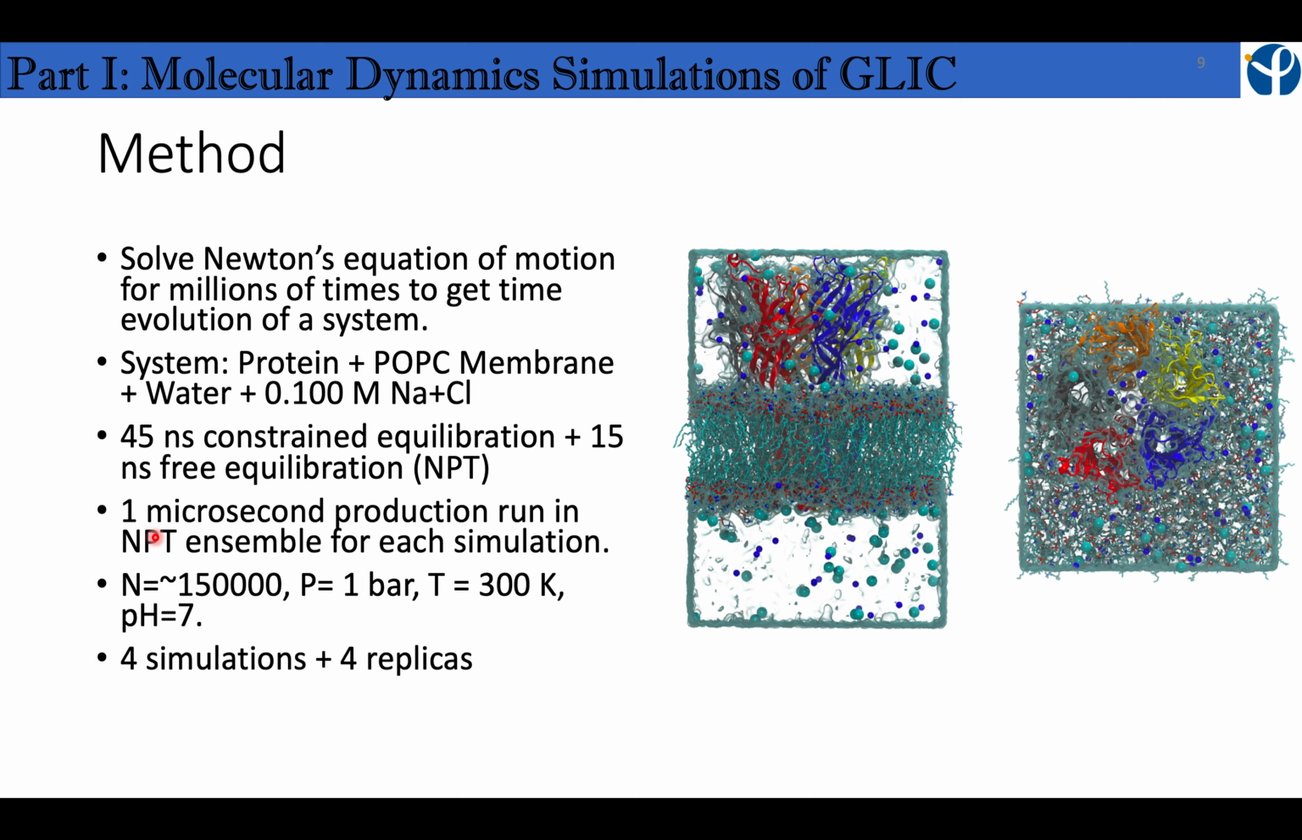And it was NPT simulations. When I say NPT, we have about 150,000 atoms, 1 bar pressure, and 300 Kelvin, and the simulated pH is 7. We have 4 states, and for each state we have a replica simulation.